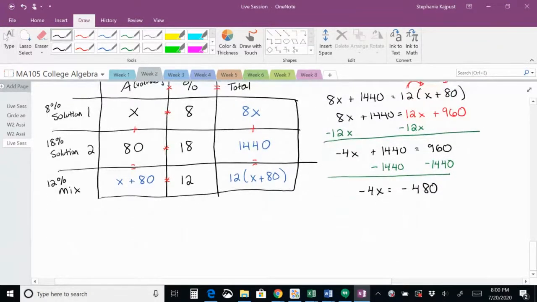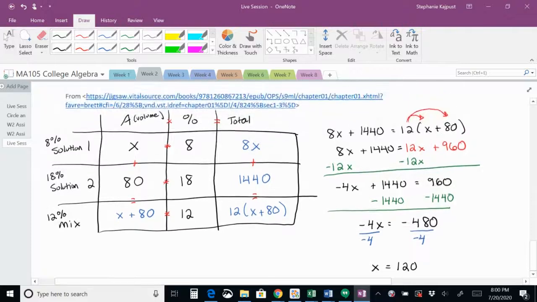So now I want x, I don't want negative 4x. So I need to get rid of the negative 4, that's multiplied, so we divide. So we're going to divide both sides by negative 4, and you include that negative sign there, because we want to have a positive. So negative 4 divided by negative 4 is 1, so that just cancels out. So I just have x. And then I take the negative 480 and divide it by negative 4, and we get 120.